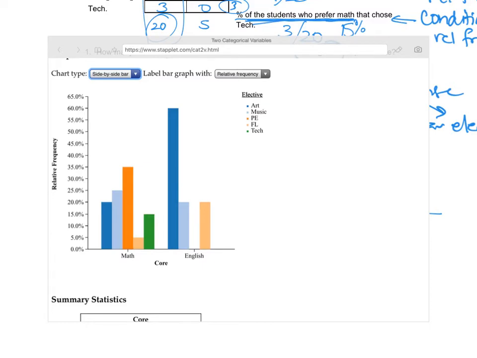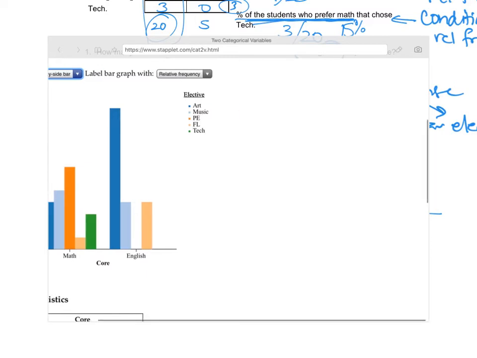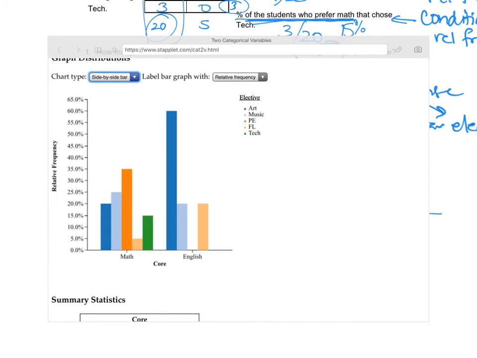So we have for math, 20% chose art. And see how they did the colors and they gave you a key over here? They showed you what each one was. So the art is blue. Now you notice in English, it's really big. The art, the English probably explains that you like art, which I don't know if they go hand in hand, but from this graph, it seems like they do. Music is this light blue color, and that was 25% and 20% in the English. PE was over here. Nobody chose PE for English. And then same thing with technology, only in the math, okay?